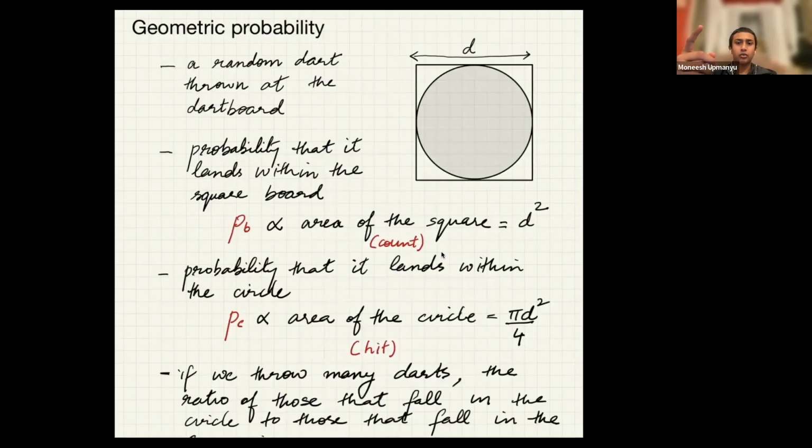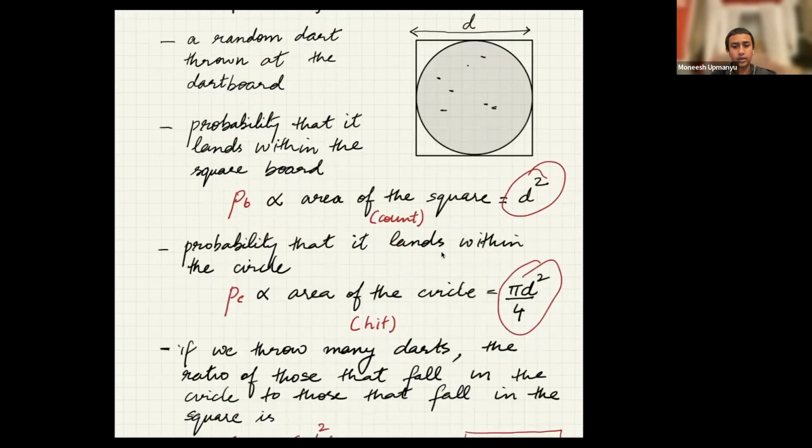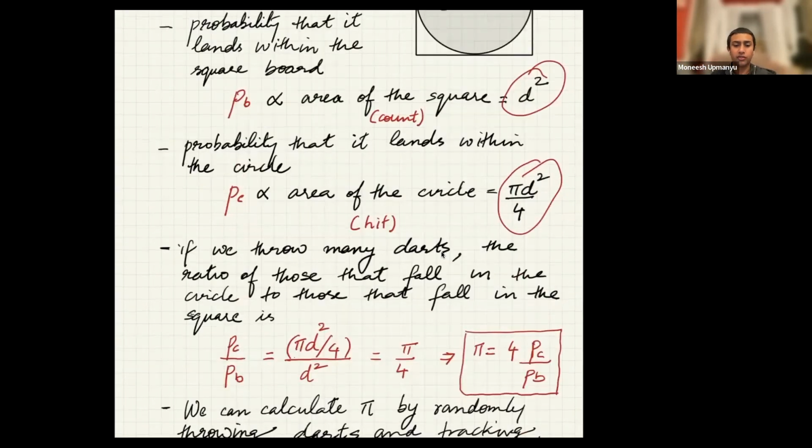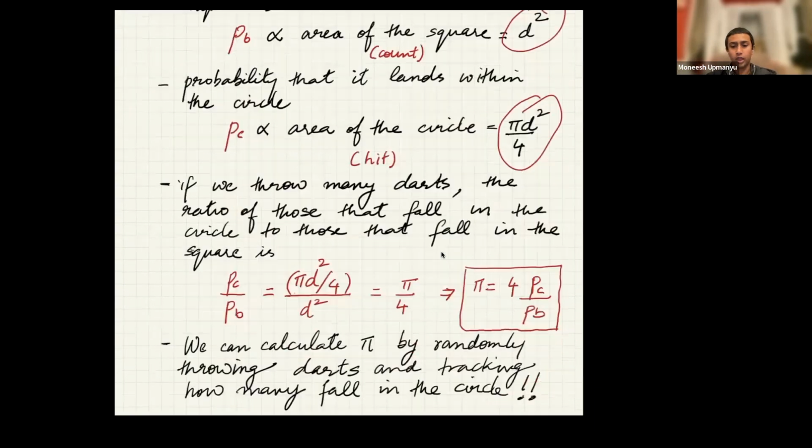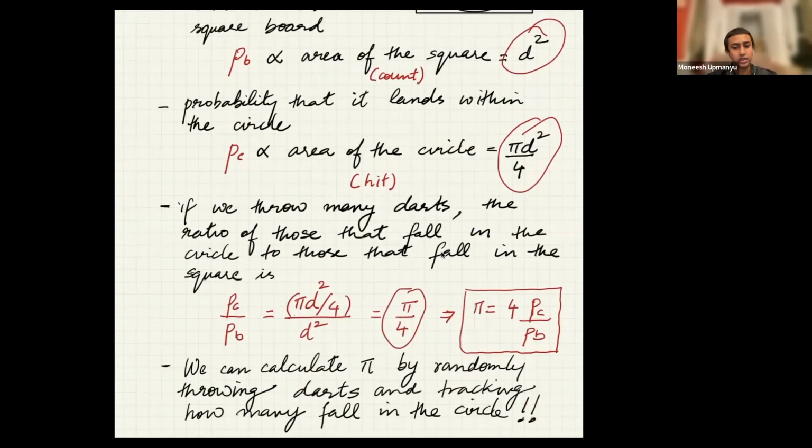For geometric probability, we have a square with a circle inside, and random darts are going to be shot at the dartboard. The probability that a dart lands within the board is proportional to the area of the square, d squared. The probability that it hits the circle is proportional to the area of the circle. So the ratio of this is just pi upon 4, and pi in this case would be 4 times p c by p b. So we can calculate pi by randomly throwing darts and tracking how many fall in the circle.